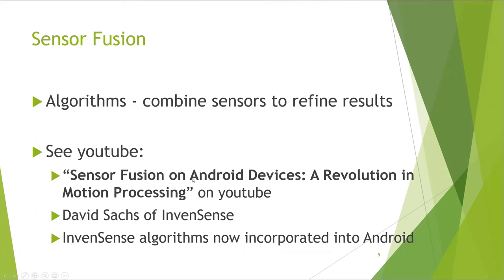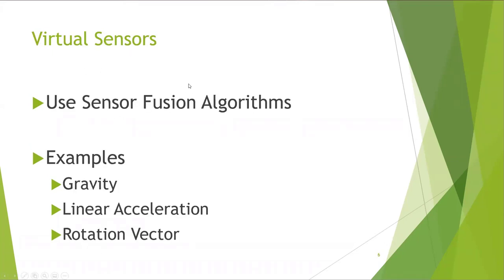Now, if you're interested in what's going on behind the scenes in this algorithm, there's a great talk I saw on YouTube called Sensor Fusion on Android Devices or Evolution in Motion Processing. It's pretty old, but a lot of what these people did, David Sachs is the guy who did it. A lot of the InvenSense algorithms are actually being used in the Android core now. Originally, they published algorithms in their own libraries, but they worked with Google to actually integrate these, and they work fantastically. So there's these virtual sensors.